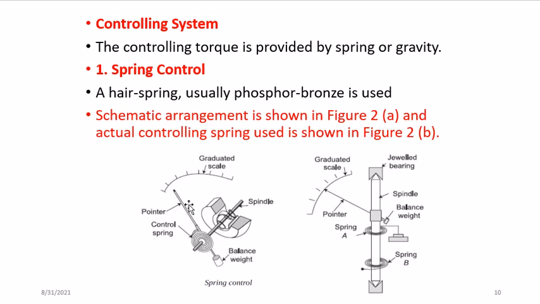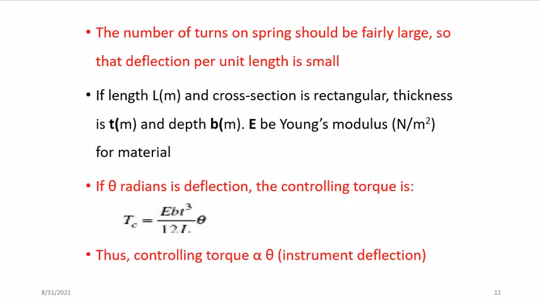This is my figure A on the left hand side, and this is figure B on my right hand side. As you can see here, we have our control spring, and here in the vertical position it is the same control spring. And as I said, it is the one that is producing equal and opposite torque to the deflecting torque, so that it can take it to a stable position. And even when you remove the system you are measuring, it will bring the pointer back to the 0 point.